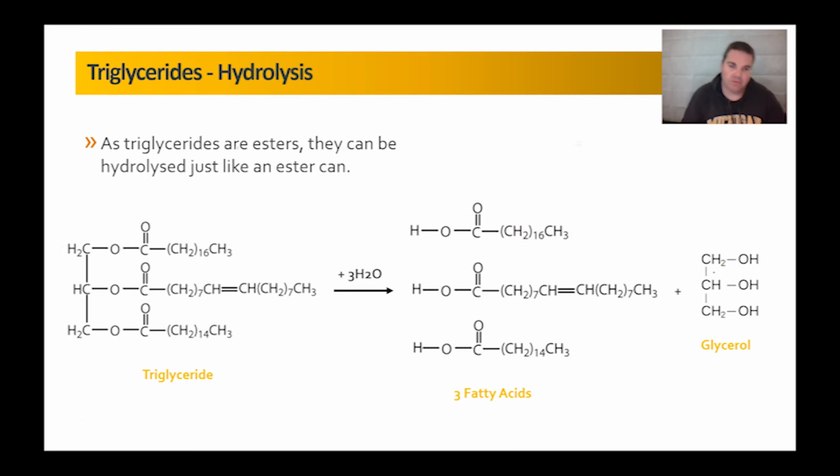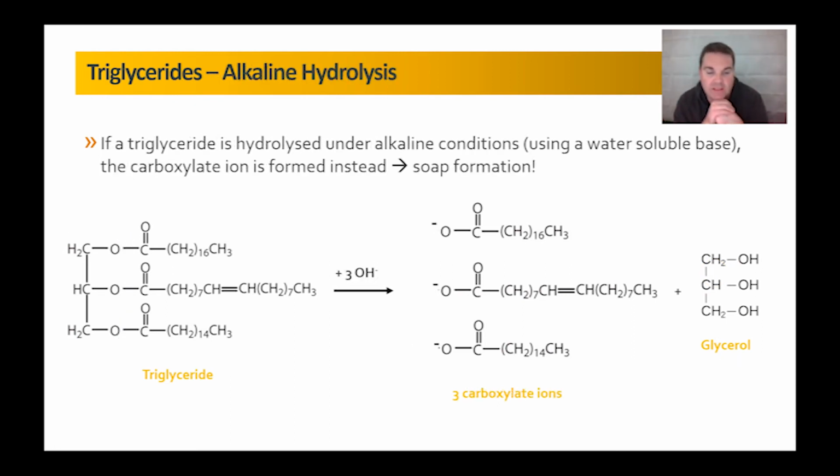Alright, and again, because we are doing it as a hydrolysis of an ester, we can do it under alkaline conditions as well to get the deprotonated acid, which is this one here. Alright, we get the carboxylate ion and we get our glycerol back. Now this is really good because we use this in soap formation. So if the one we use is actually sodium hydroxide here, Na+, what we form at the end here is the sodium carboxylate salt for each of these.